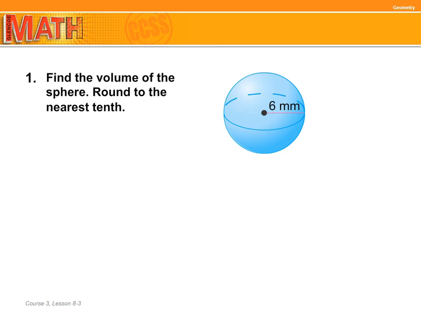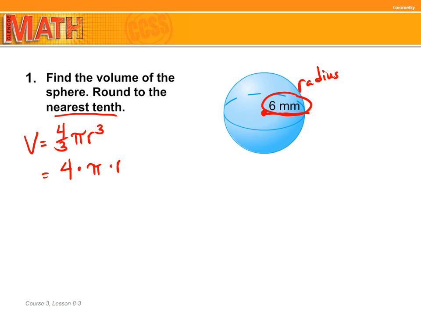Example number 1, find the volume of the sphere. Round to the nearest tenth. To find the volume, we're going to take V is equal to 4/3 times pi times radius cubed. The radius we get from our sphere, from the middle to the edge, so 6 millimeters is our radius. Let me rewrite this formula to make it easier: 4 times pi times radius cubed over 3. This is especially important for using your calculator because it makes it easier to process.